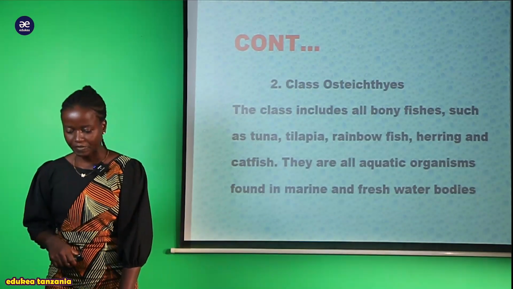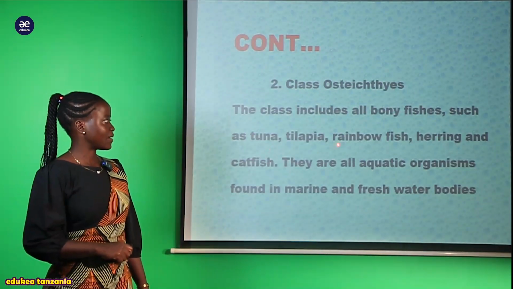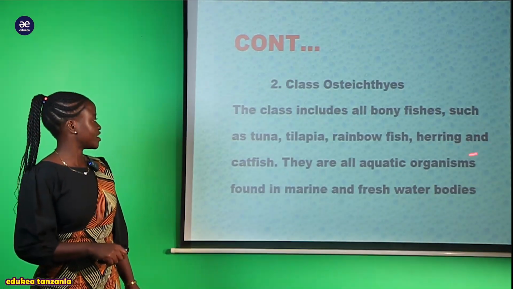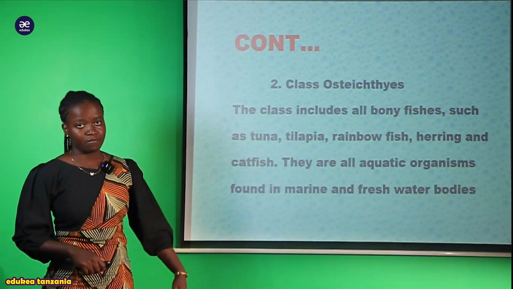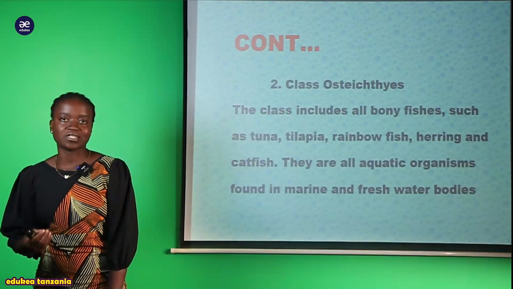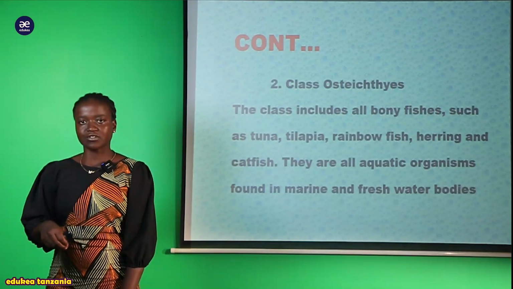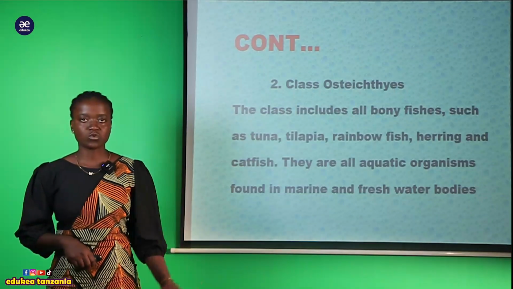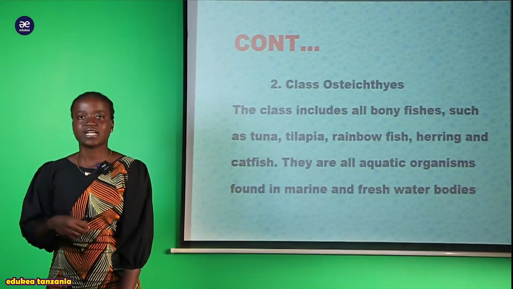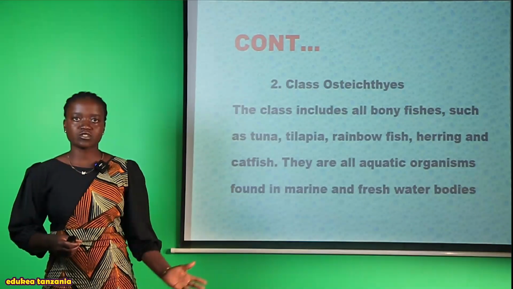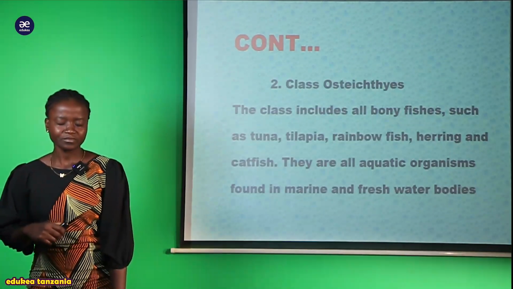So what is it now? Here we are saying that the class includes all bony fishes such as tuna, tilapia, rainbow fish, herring and the catfish. They are all aquatic organisms found in the marine and the freshwater bodies. So hao organism wanaopatikana ndani ya hii class ambayo inaitwa Osteichthyes, they are bony fish, meaning that their skeleton is made up of bone. It is quite different from the Chondrichthyes, since their skeleton is made up of cartilage. But in this organism, their skeleton is made of bone.